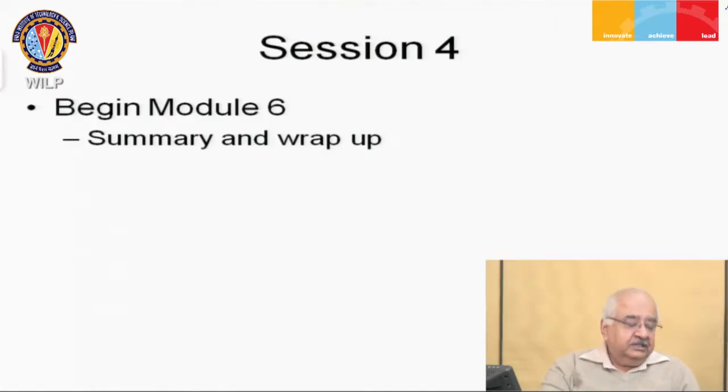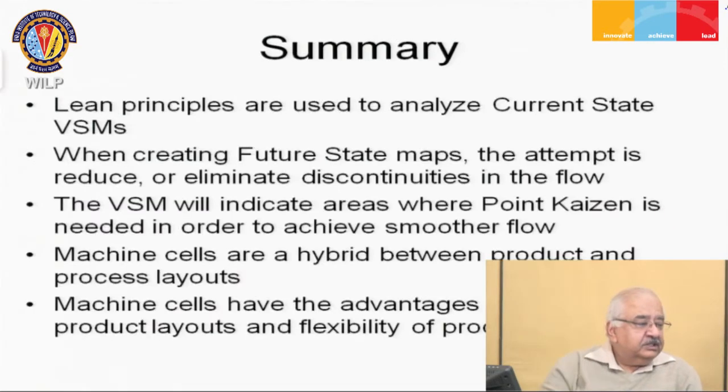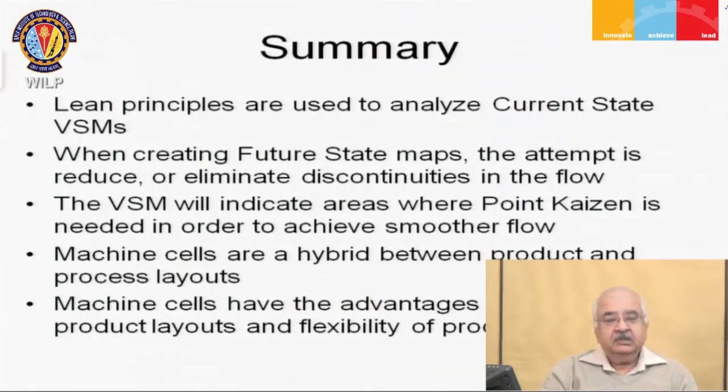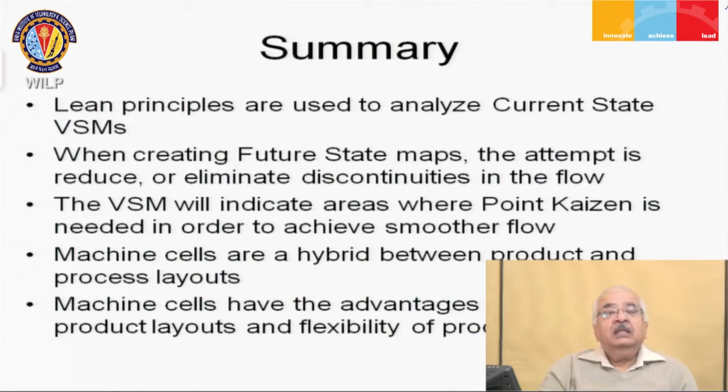So let's summarize what we have discussed in today's session. Number one, we talked about the lean principles that are used to analyze the current state value stream maps, and we saw the six lean principles. And using those lean principles, we saw how we could create a value stream map, the future state value stream map.